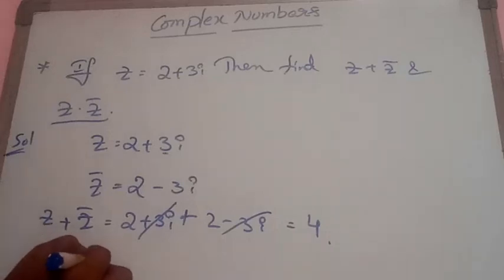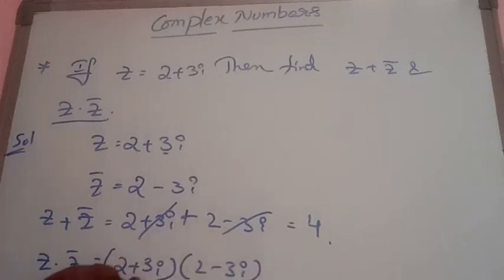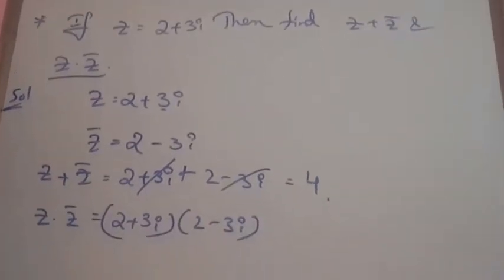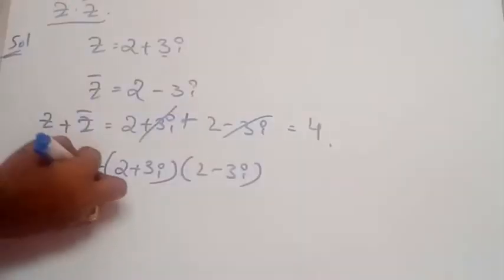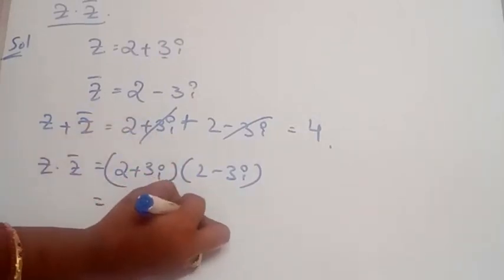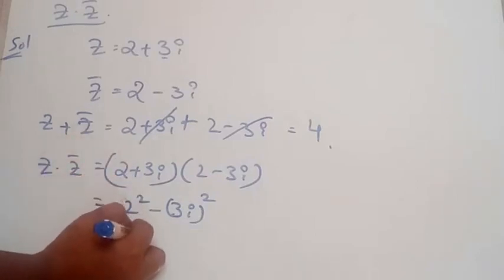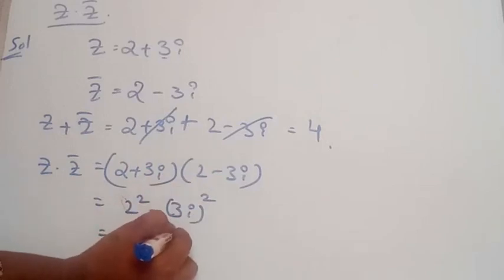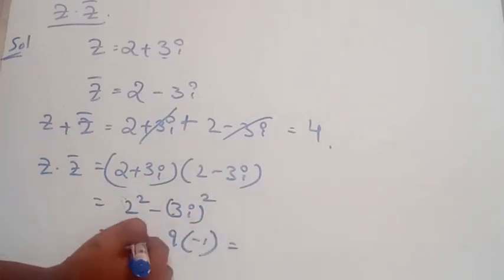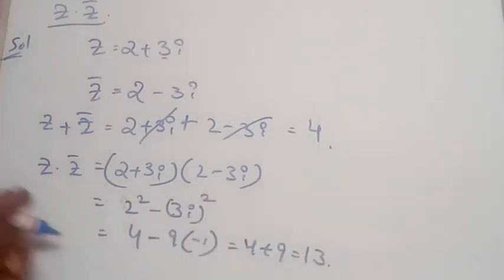That means z into z bar is equal to 2 plus 3i into 2 minus 3i. We have to see this one. This is the a plus b into a minus b formula, so the formula is a square minus b square. So 2 square means 4, minus 3i whole square. That equals 2 square means 4, minus 3 square means 9, and i square means minus 1. 4 minus into minus is plus, 4 plus 9 is equal to 13. This is the multiplication of conjugate numbers. Hence proved the problem. Thank you for watching.